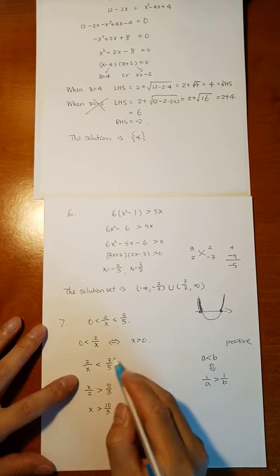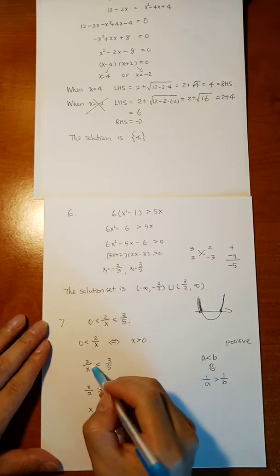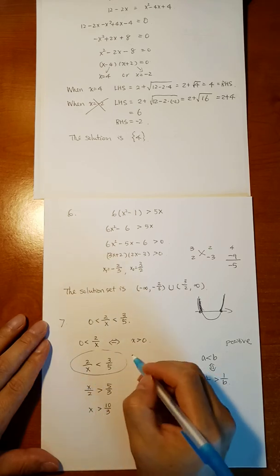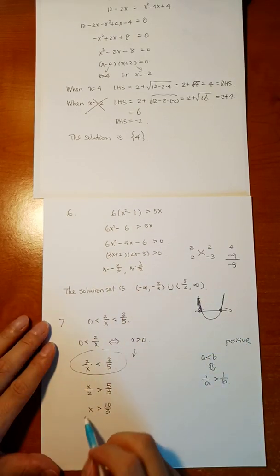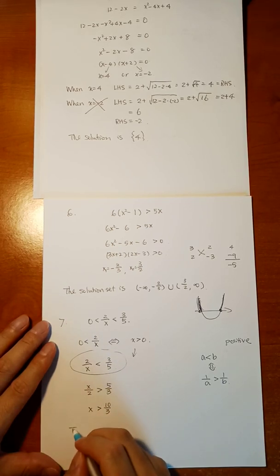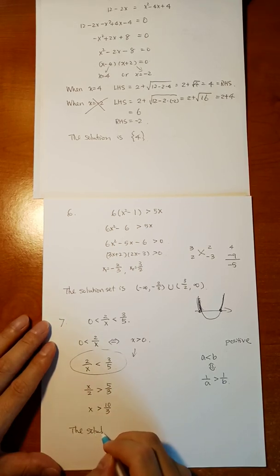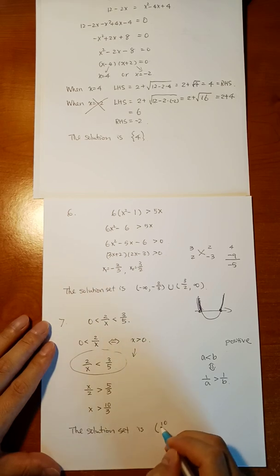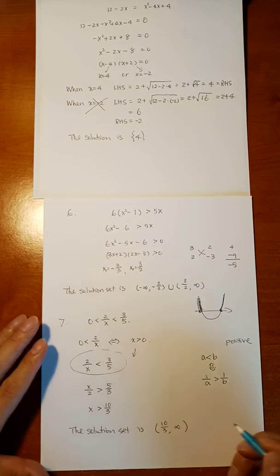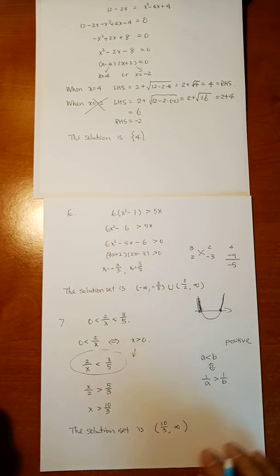Remember, x is positive, so you already used it here. 2 over x, 3 over 5, they are all positive. Okay, so the solution set is 10 over 3 to infinity.